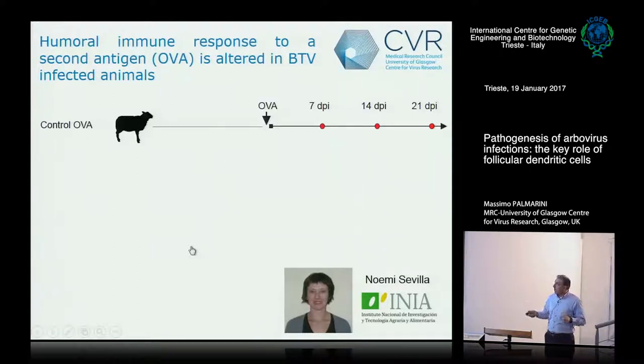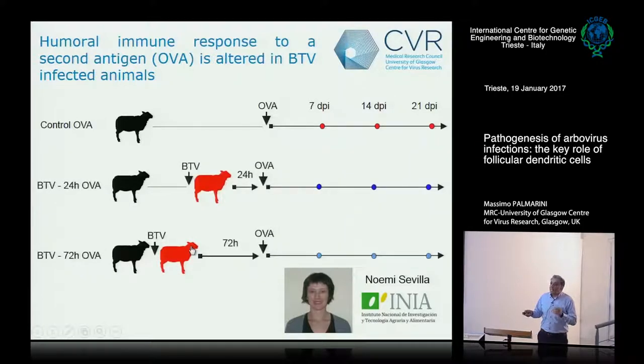we looked, in collaboration with Noemi in Madrid, at the humoral immune response of sheep against a T-cell-dependent antigen, that is ovalbumin. One group of sheep was immunized with ovalbumin, and then we looked at their antibody responses at 7, 14, and 20 days post-infection. Then we had two other groups of sheep, immunized with ovalbumin but infected with BTV 1 day or 3 days before the immunization. So same immunization, but one group non-infected, and another two groups infected earlier on.